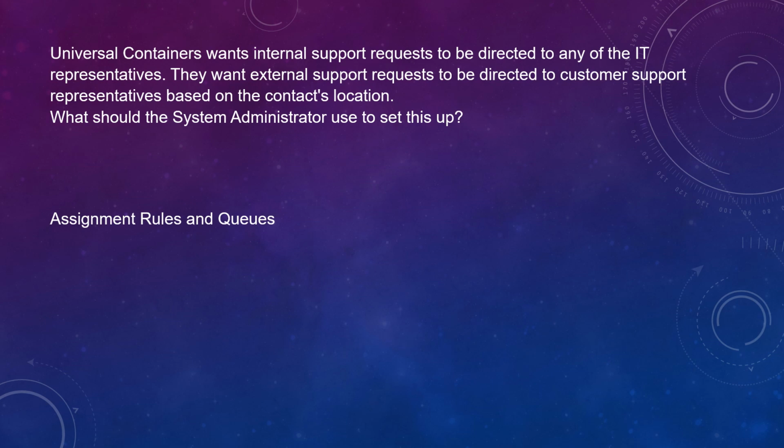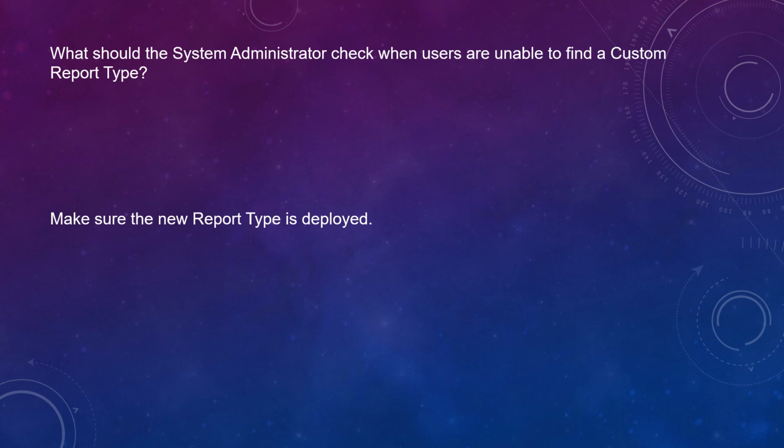Universal Containers wants internal support requests to be directed to any of the IT representatives. They want external support requests to be directed to customer support representatives based on the contact's location. What should the system administrator do to set this up? Assignment rules and queues.